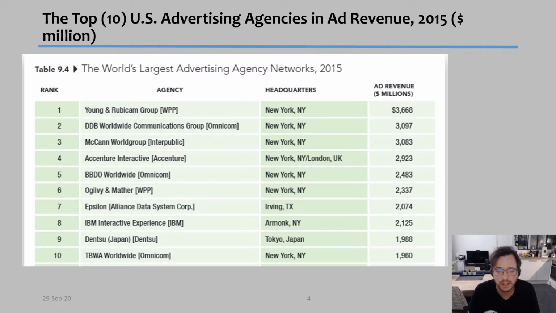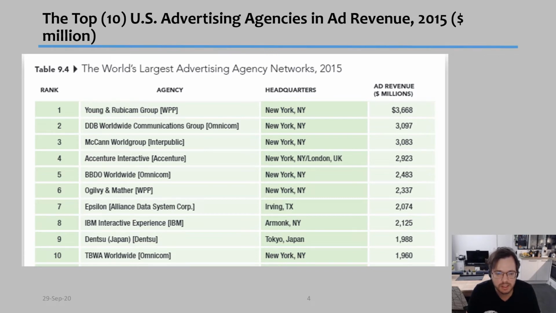Let's start by identifying the top ad agencies in the world. Now, this is statistics for 2015 and in millions, and this is the top 10. You probably recognize some of them. But most of these are not companies that you hear on a normal basis in daily conversations, all right?